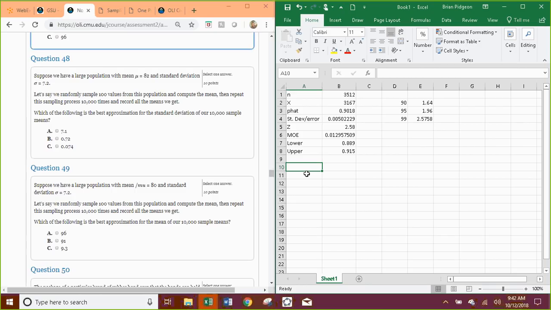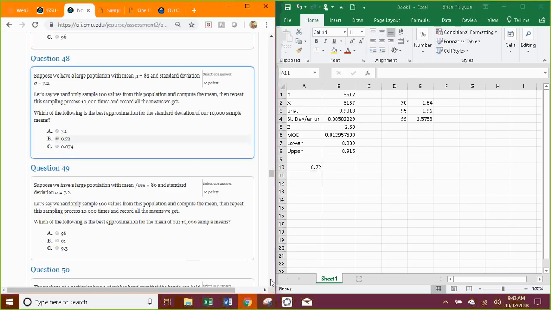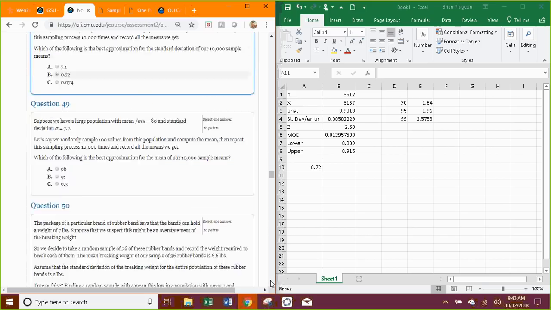Suppose we have a large population with mean 82, standard deviation 7.2. Let's say we randomly sample 100 values from this population, compute the means, and repeat the sampling process 10,000 times. Which of the following is the best approximation for the standard deviation? Well, that's just going to be the standard deviation of the sampling distribution, which is sigma divided by the square root of your sample size. 100, not 10,000, so 0.72.